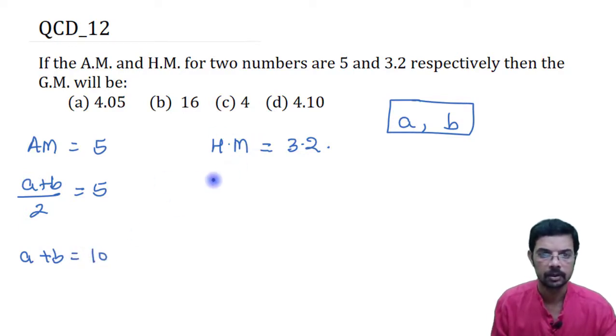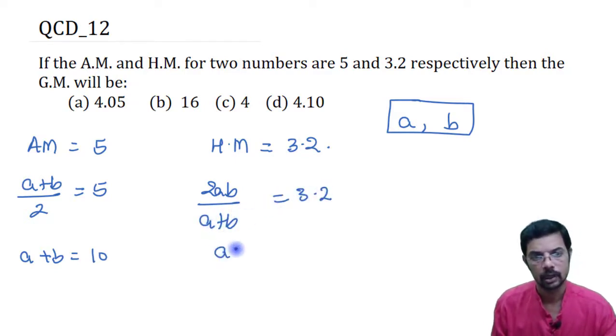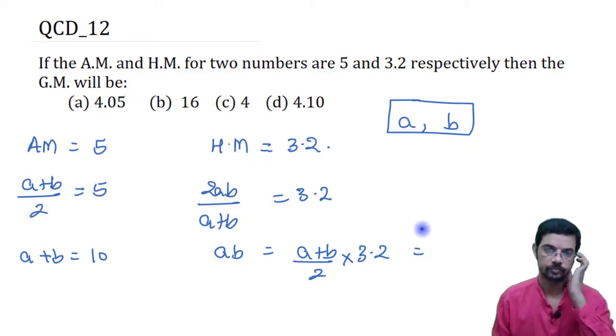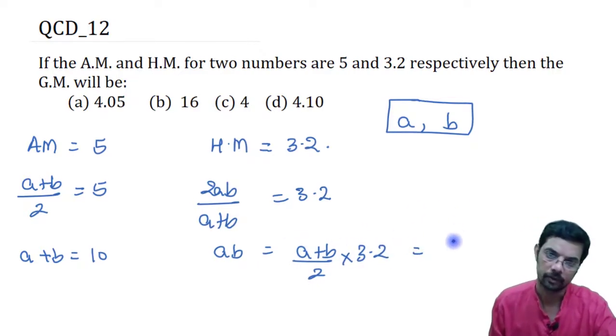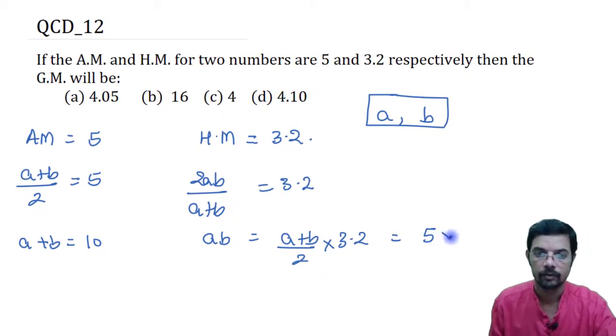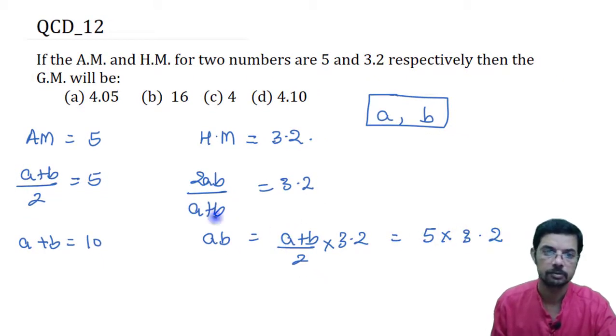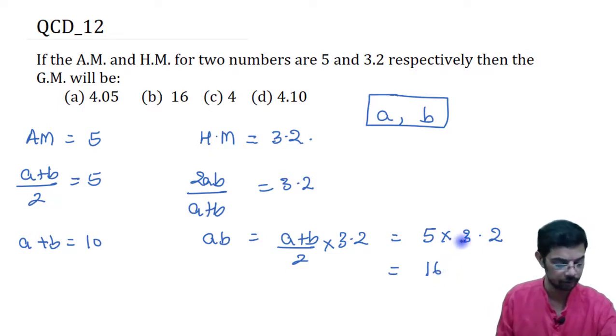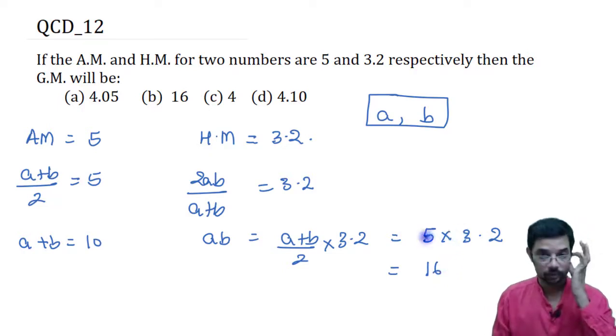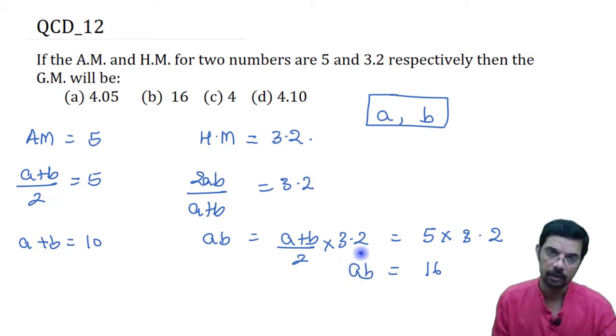Now the harmonic mean is equal to 2ab divided by a plus b, which is equal to 3.2. So ab will be equal to a plus b divided by 2 into 3.2. Since a plus b by 2 is equal to 5, this is 5 into 3.2, which is equal to 16. So ab will be equal to 16.